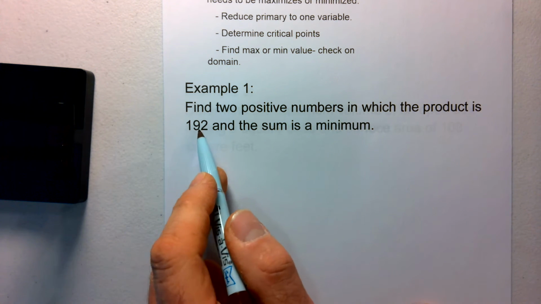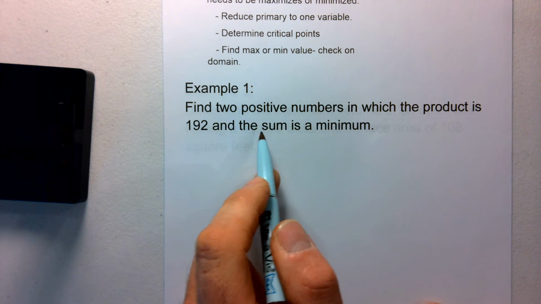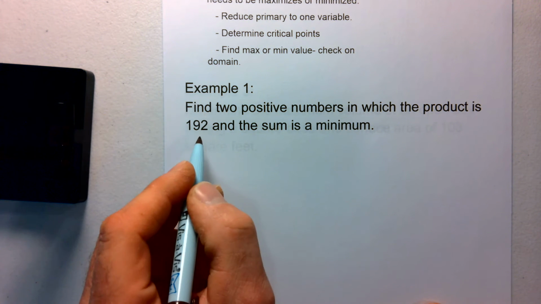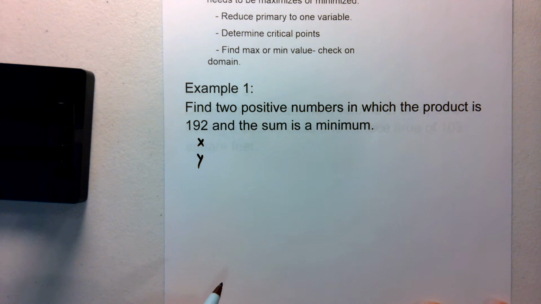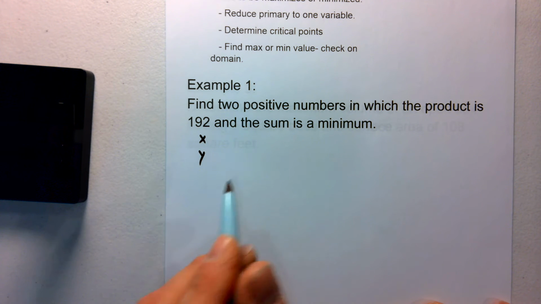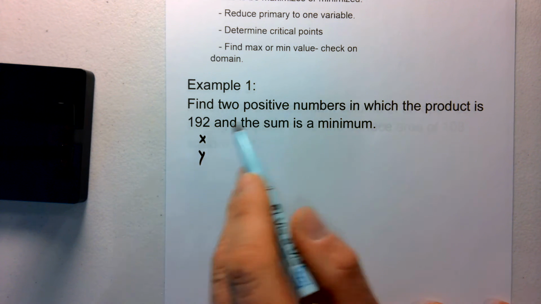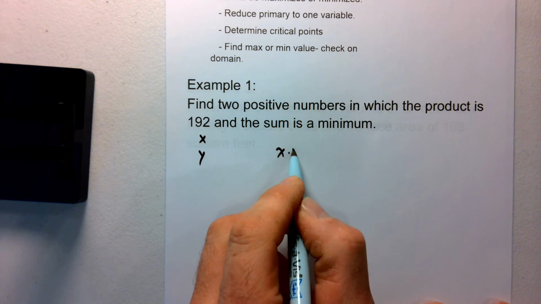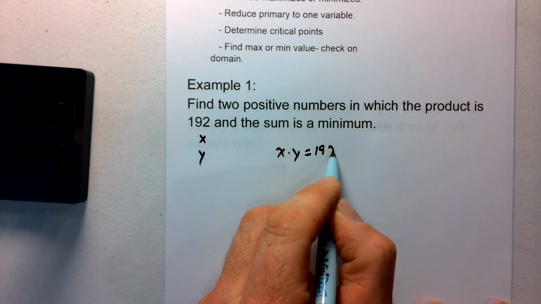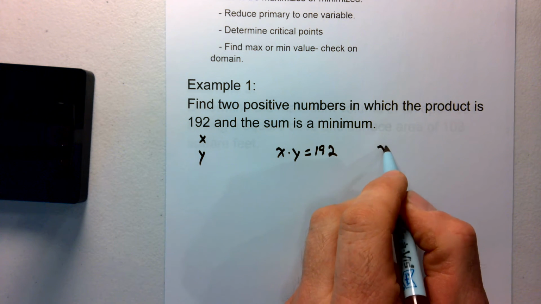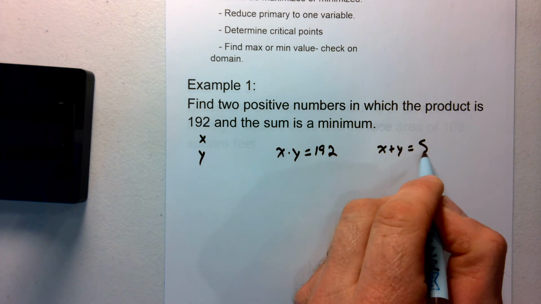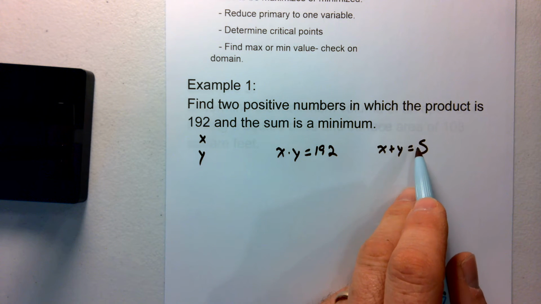So our first example, we're going to find two positive numbers. The product is going to be 192, and we want to minimize the sum. So what are my two numbers? Well, I don't know a whole lot about them. All I can do is let one be x and one be y, from way back in Algebra 1. But I know the product is 192, so if I multiply those two together, I get 192. I want the sum to be a minimum, so when I add x and y, I'll get my sum. That's what I want to minimize.